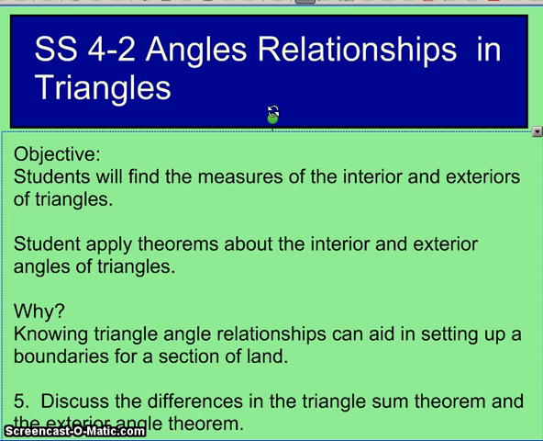This is Mr. Lane again, and we'll be discussing section 4.2, which is over angle relationships and triangles. So we're just building on our triangle knowledge again this section. We will be finding the measures of interior and exterior angles of a triangle, and we'll apply theorems to interior and exterior angles of a triangle.